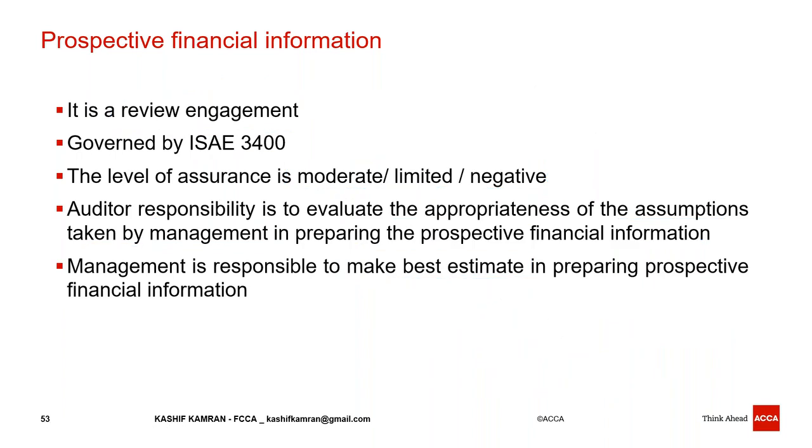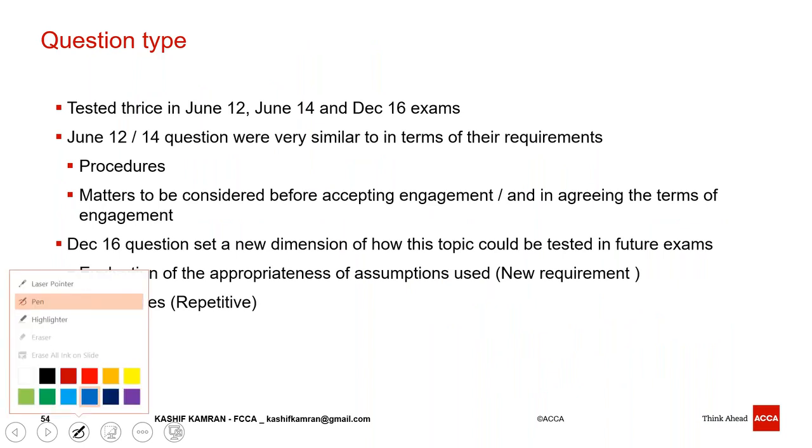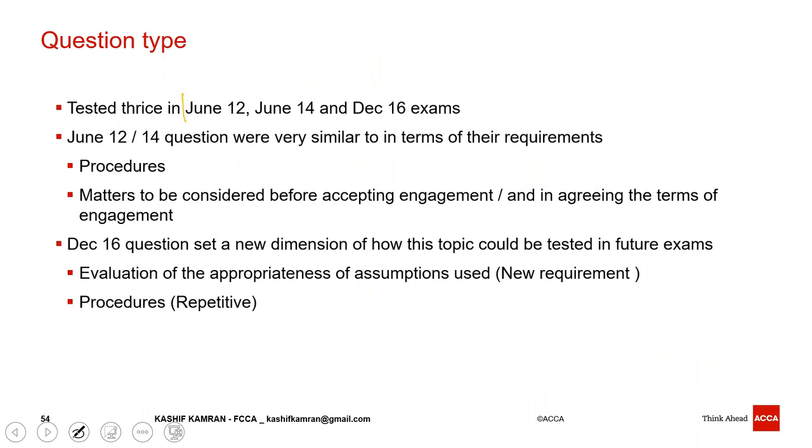What will you get in an exam paper? Now, PFI has come thrice. PFI has come in 3 instances. PFI has come in June 12. PFI has come in June 14. PFI has come in December 16. Right? Now, that was some of a question of a student, that things keep repeating and so on and so forth. Obviously, the tutor knows things better. June 12, June 14, December 16.